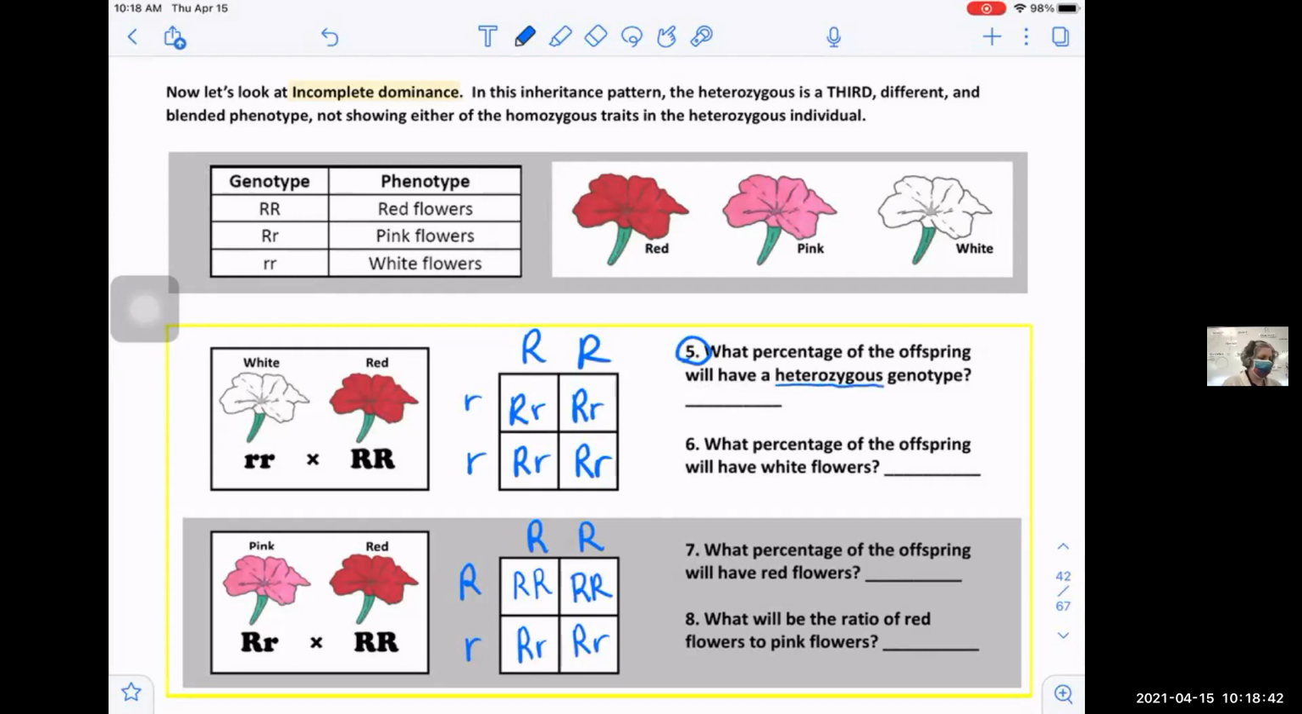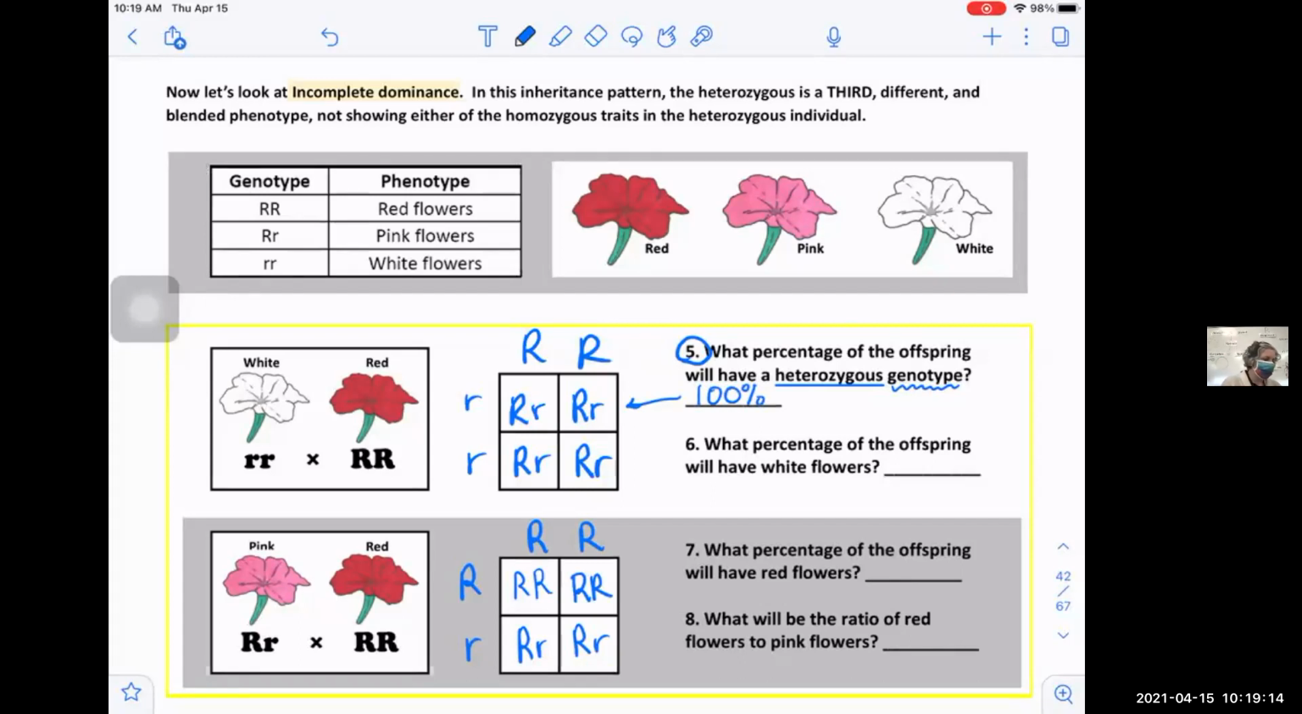So what did you guys write? Somebody just whispered it in my class. Was that you, David? What did you say? 100%. You are correct. So all of the offspring are big R, little r. That's what heterozygous means. So if you don't know what heterozygous means, you've got to go back to day 1 and day 2 and look at vocab, because maybe you need some practice with that.